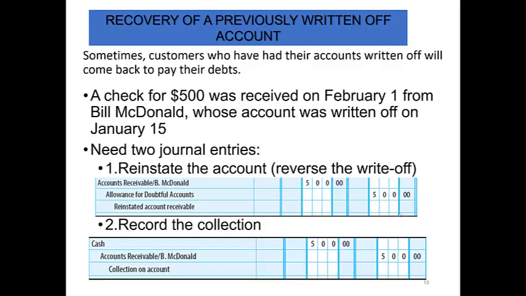And then the second step is to record the collection of the cash. So we're going to debit cash and then credit accounts receivable. So really what we're doing is putting the accounts receivable back on the books so that we can collect it and then just remove the account that we just put on there.